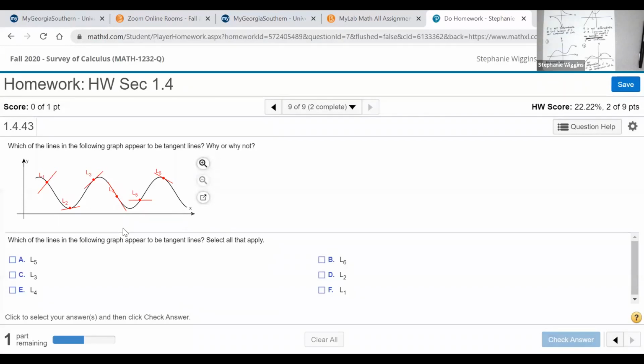This problem is asking you about tangent lines. And remember, tangent lines, they're allowed to touch but not cross. So here we have a line that's crossing. Here we have a line that's crossing. So these two are the ones that are not tangent lines. And that pretty much covers everything we're going to say about differentiability. And that concludes section 1.4.